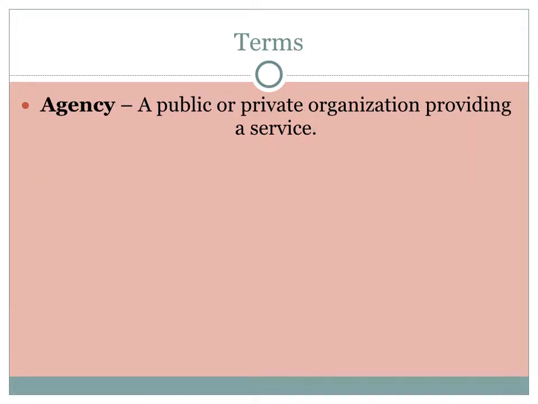Agency. An agency is a public or private organization providing a service. Now, we hear agency a lot when we're caring for children in foster care. We may know of a state agency or a private agency. Again, these are organizations, public or private, providing a service, and for this case, providing a service for child welfare.